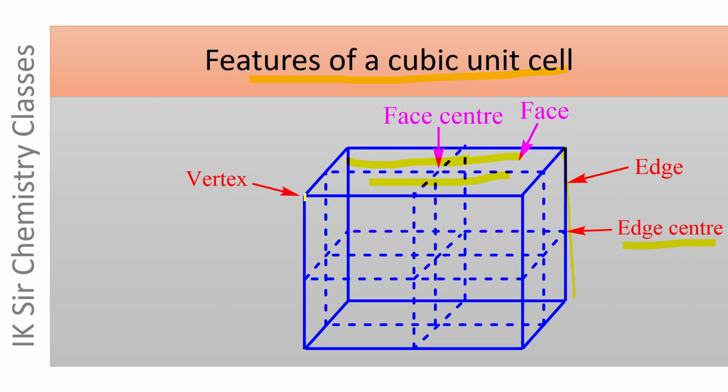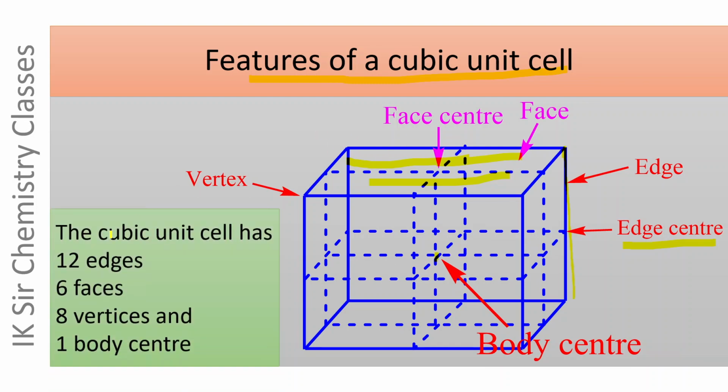The point at which more than two edges or sides meet together is called a vertex, and this is the body center of the cubic unit cell. Let us count the various components of the cubic unit cell. The cubic unit cell has 12 edges. How can we count these 12 edges?